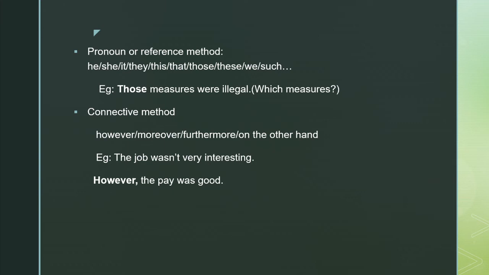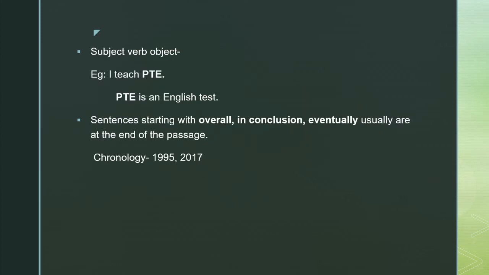So you can look for a sentence. If you see any such words in any of the sentences, there would be a sentence before that that will give you a proper meaning or a proper connection. So look for that. Then subject verb object, which means that if I'm describing an object, or if there is a particular subject that I'm mentioning, for example, in this example you can see I teach PTE, then I will explain what PTE is, right? That is how we usually have a conversation.